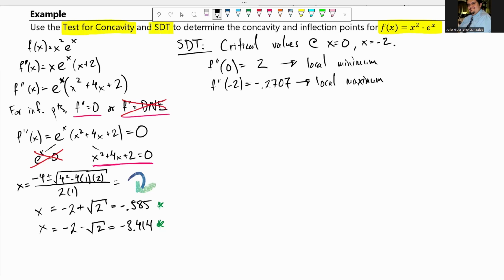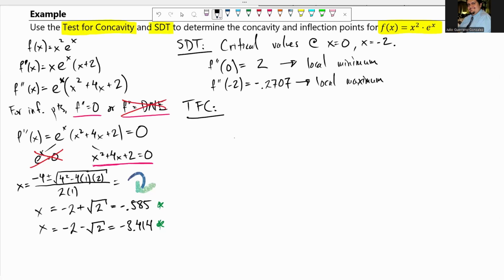That's it. The real useful one is the test for concavity. That's the more important one. The test for concavity actually works out the same way that we did the first derivative test. We're going to do the exact same analysis, but we're going to be using our second derivative instead of the first derivative.